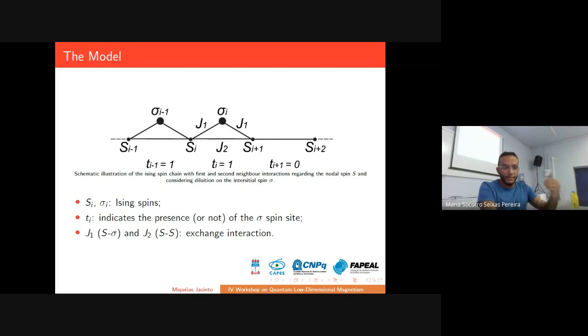We have first-neighbour interactions between S and sigma that are of ferromagnetic nature because of our motivation, and J2, the exchange interaction constant, mediates the interaction between S and S spins. Our model has some dilution that is inserted by the presence or not of the sigma spin, which can represent some effects of doping or impurities in these materials.